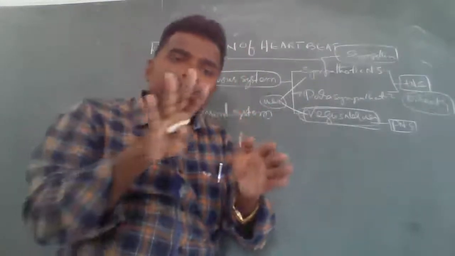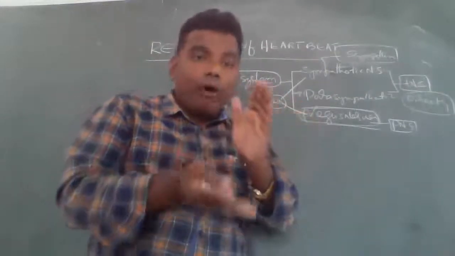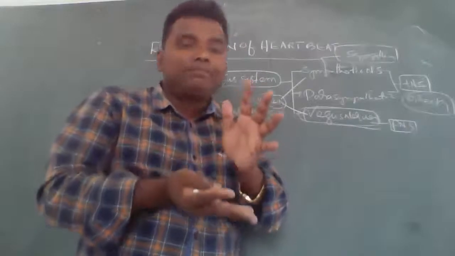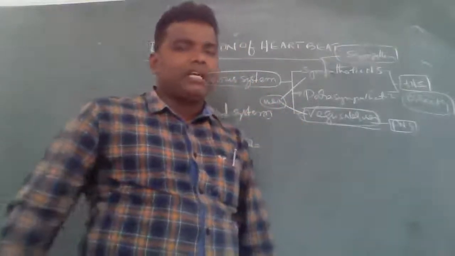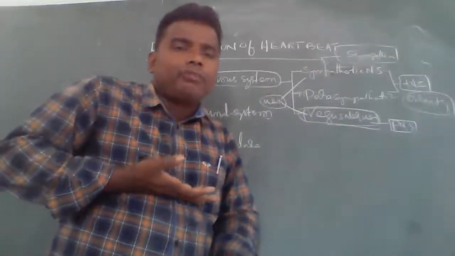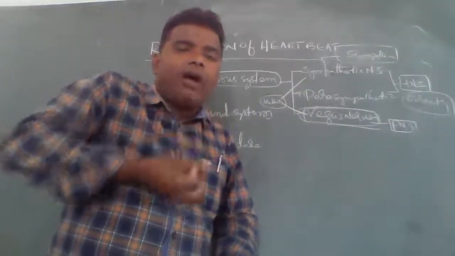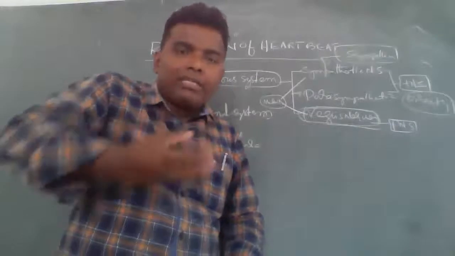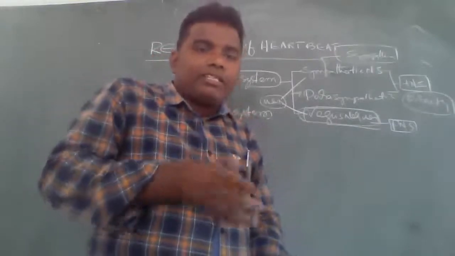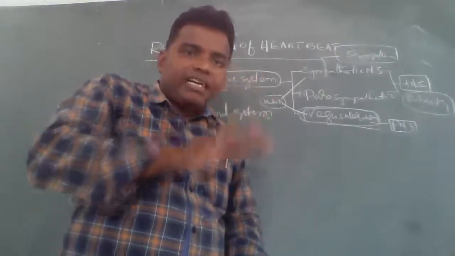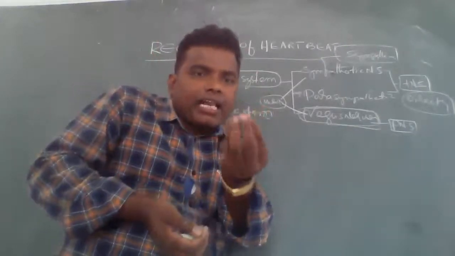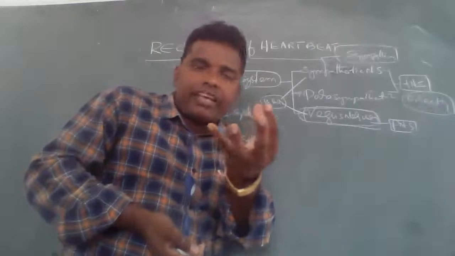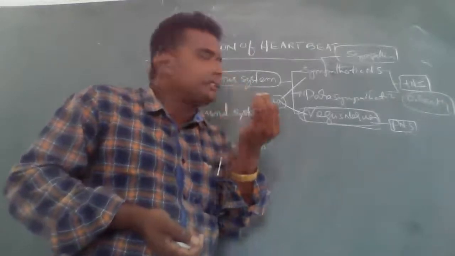But how is it controlled? How does it return to normal? One more mechanism is there. The heartbeat rises immediately from the heart. When impulses are generated from the heart, decreasing impulses are generated. Those impulses are collected by the vagus nerve, and again the vagus nerve collects them.